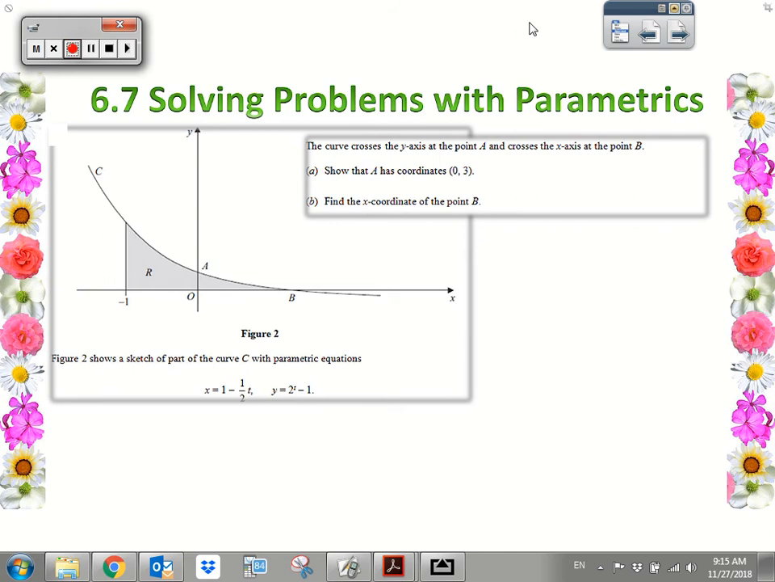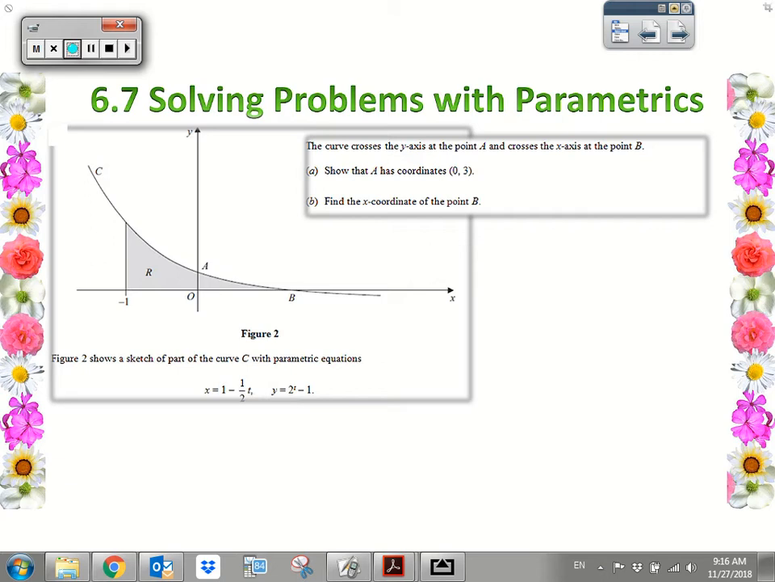Okay, let's take a look at today's lesson. What we're going to be looking at are a few different ways to work with parametrics. In today's lesson, we will be given some equations, and sometimes a graph, sometimes not, and we're going to be asked to do some problem solving with it.